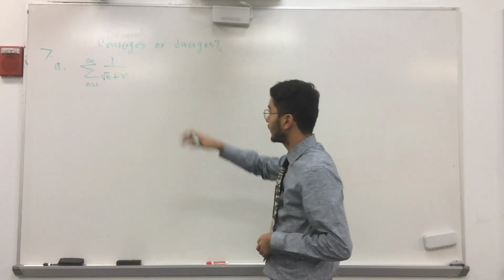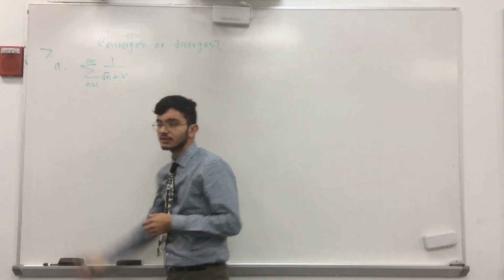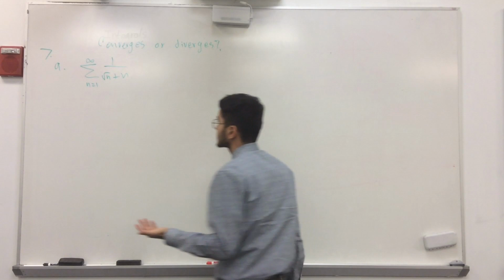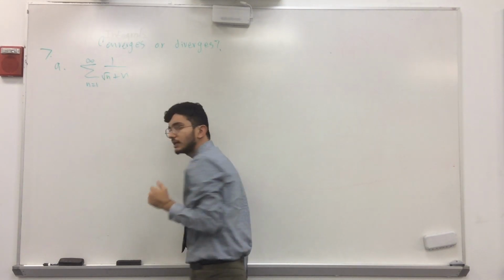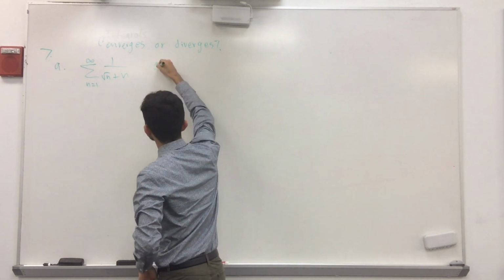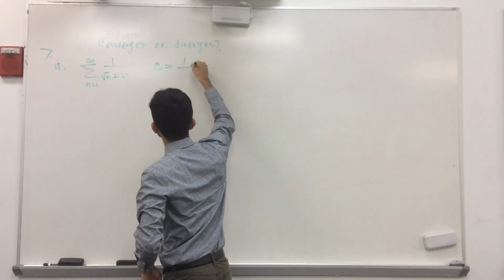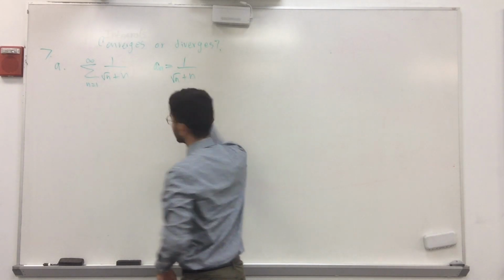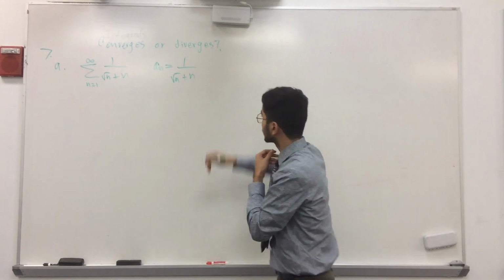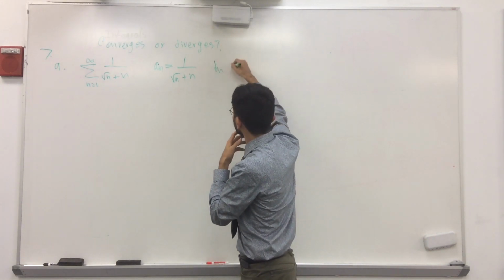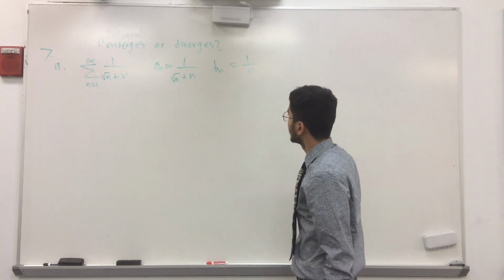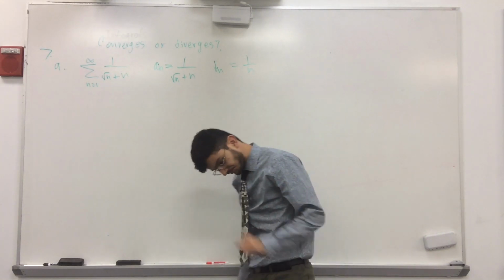Well, we're going to use a comparison test. We could compare it to 1 over the square root of n, or we could compare it to 1 over n, because what's the highest power on the bottom? It's going to be n. So let's compare it to the highest power. Suppose that a sub n is 1 over the square root of n plus n. This is our original sequence inside the series. And we're going to compare it to 1 over n, because it's the highest power. We want to see the behavior of these functions.